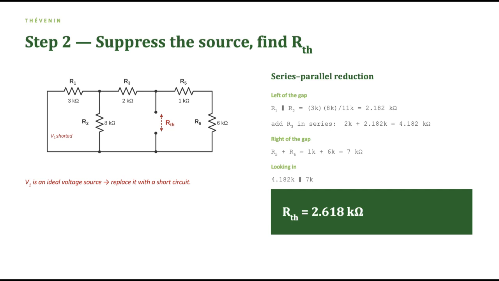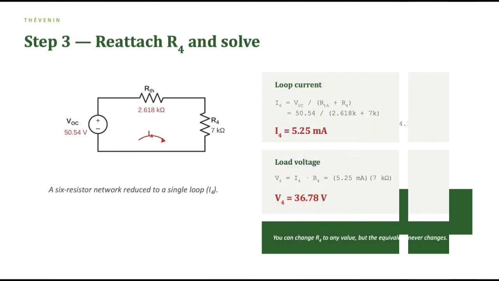The answer is because it is the load, not part of the network. Now, let's reattach R4. There's only one loop. Just use Ohm's law. I4 equals 50.54 over 2.618K plus 7K, which equals 5.25 milliamperes. V4 equals 5.25 milliamperes times 7K, which equals 36.78 V.